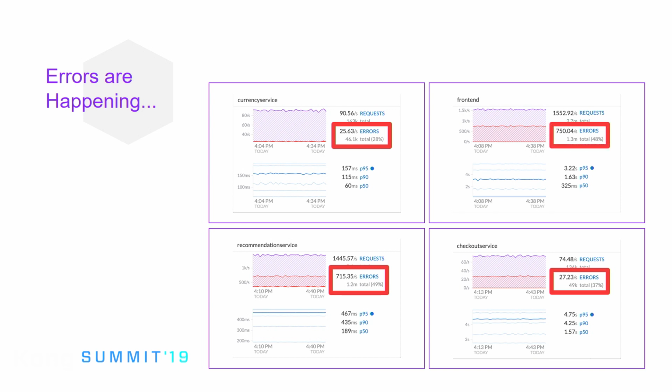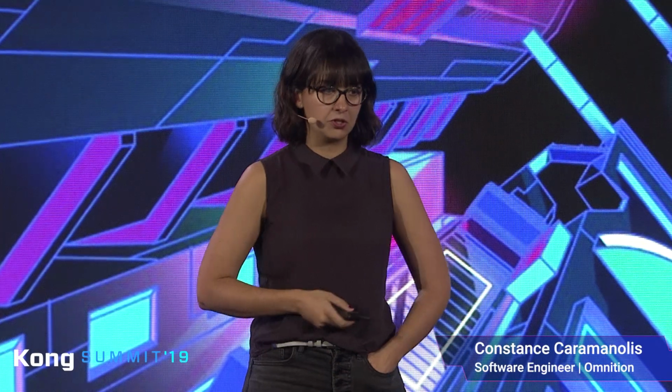And so this is what a service is seeing in terms of errors. So upstream request 5xx. The thing about that is that we actually don't know which one's causing it. So we would be paging all four of these service team owners to investigate.